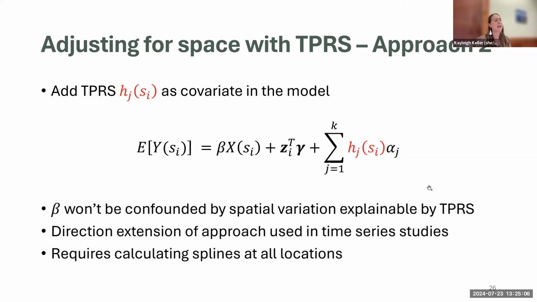So in this case, we're adding spatial splines to this analysis in a way that basically we will account for confounding up to however many splines we include in the model. This does require being able to calculate these splines at all the locations, but thankfully that's pretty easy computationally. So that's not a problem for us in practice.